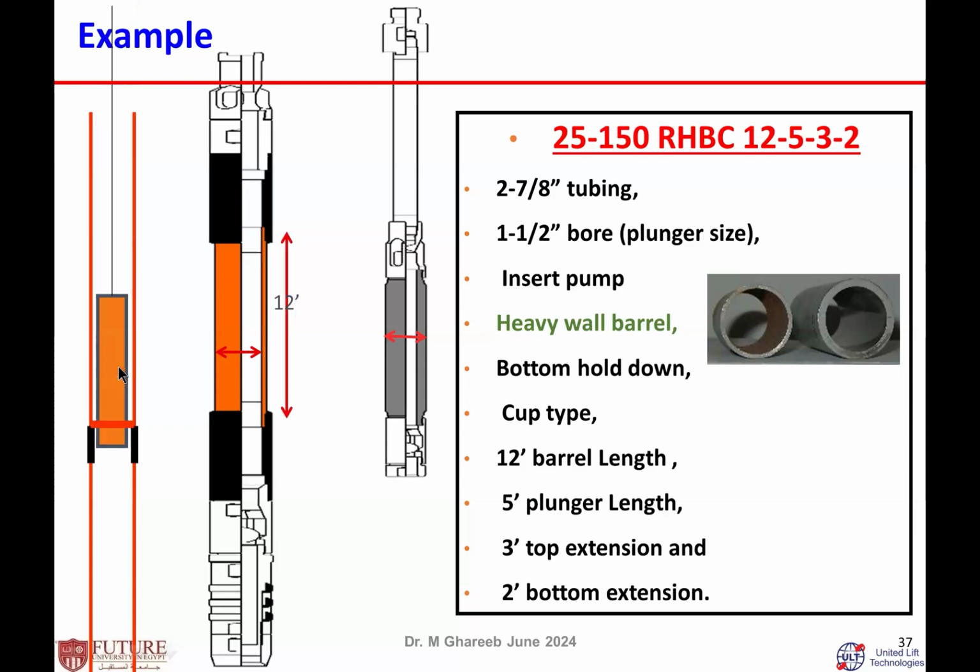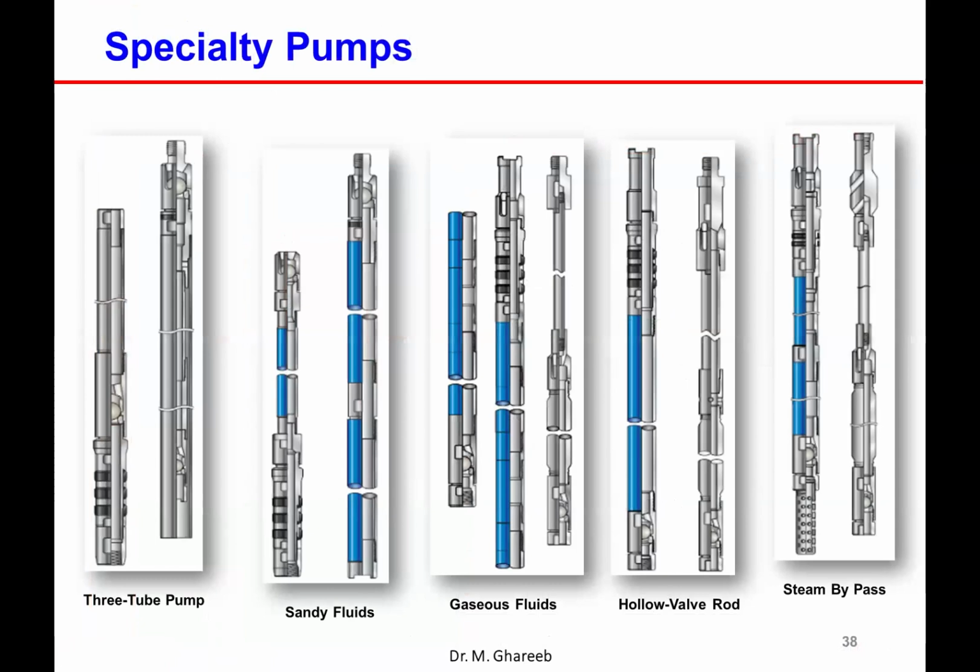After that, we say the barrel length. 12 is the barrel length. From here to here is the barrel length. After that, the plunger length. 5 is the plunger length. What's the length of the plunger? It is 5 feet. The barrel is 12 feet. After that, the top extension, 3 feet, and the bottom extension is 2 feet. This is just an example to show you how. But if you go to the API 11AX, it will give you a complete description about that, and it is very easy to understand them.